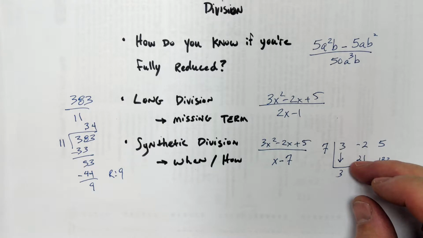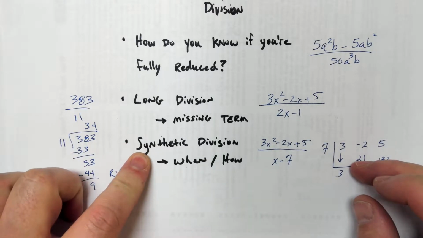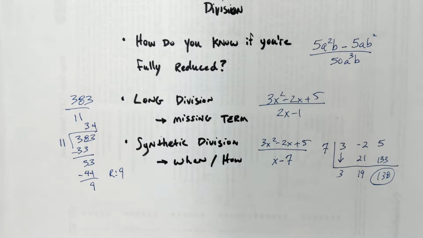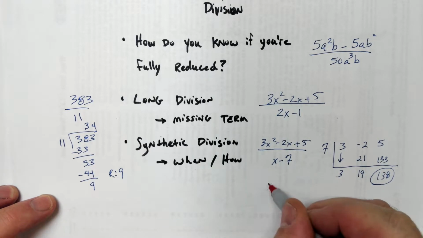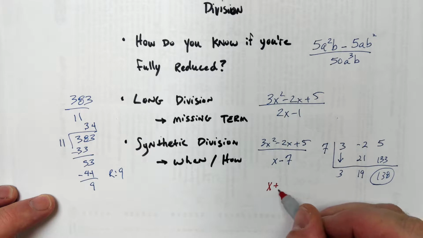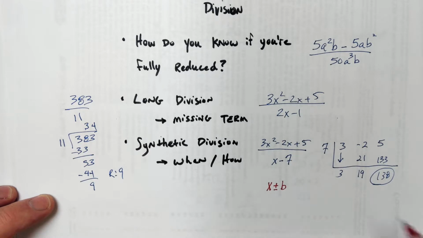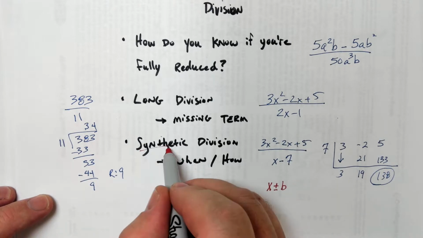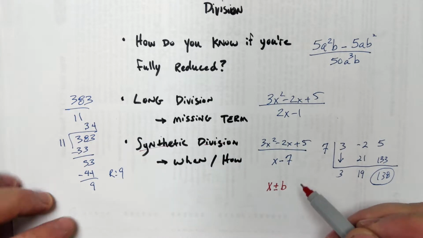Ready for part three? Part three, synthetic division. So it turns out that if you're going to divide by x plus or minus just one number, there's a shortcut you can use. It's called synthetic division. And the example we just did was this kind.